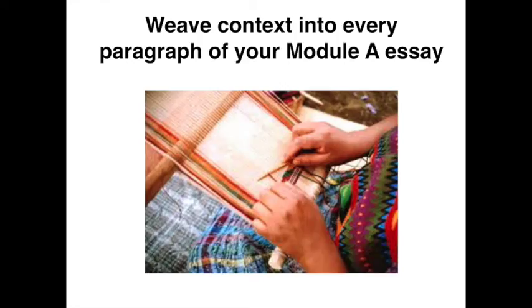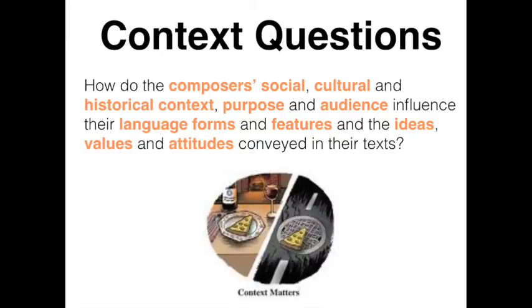Earlier in this lesson, I said you'll need to weave analysis of context into every paragraph of your Module A essay. I know I'm repeating myself, but you've probably noticed that composers repeat important ideas, so context, context, context. Now, as well as asking yourself questions about value as you're studying, you definitely need to ask yourself questions about context. Firstly, how did the composer's social, cultural, and historical context, purpose, and audience influence their language forms and features and the ideas, values, and attitudes conveyed in their texts?